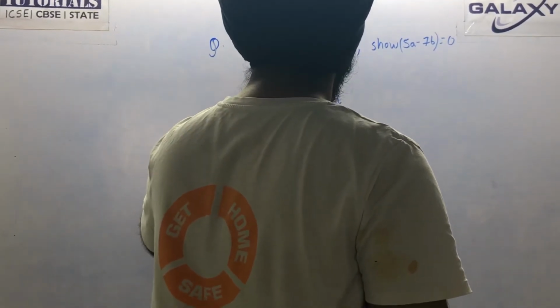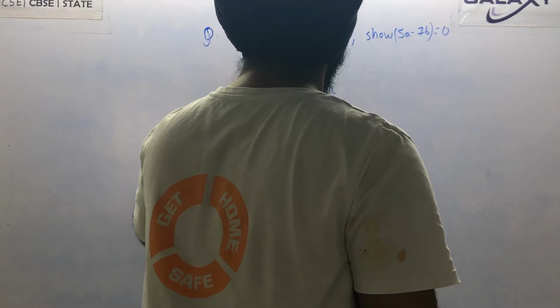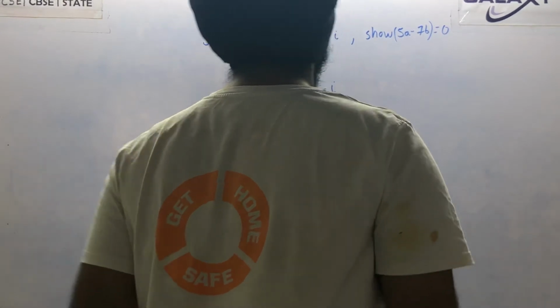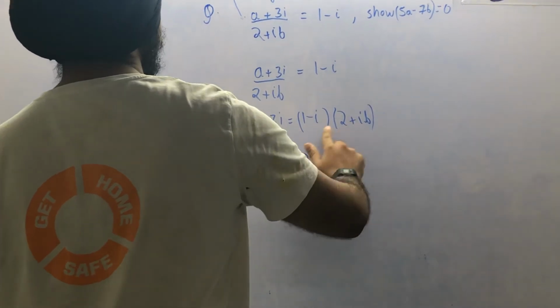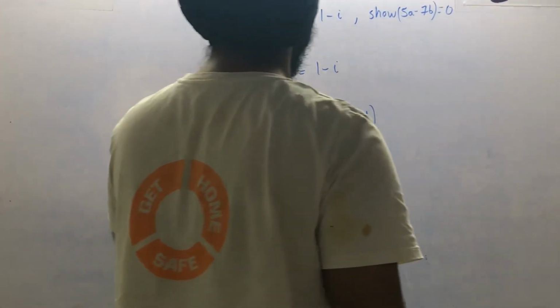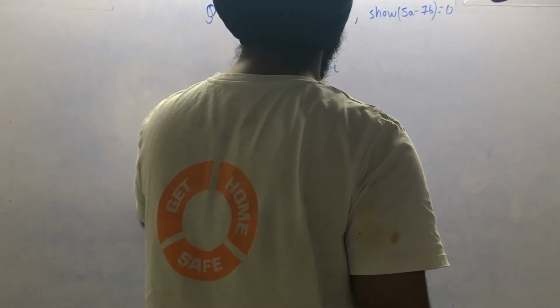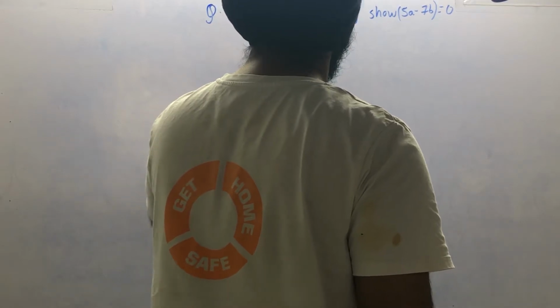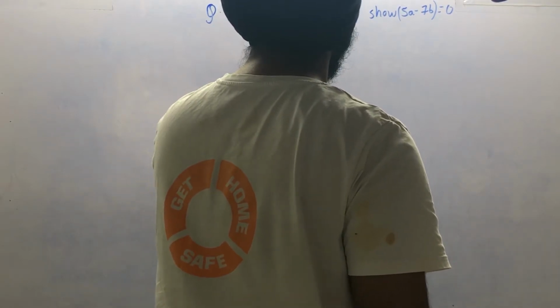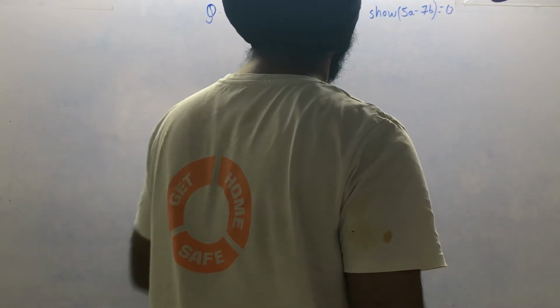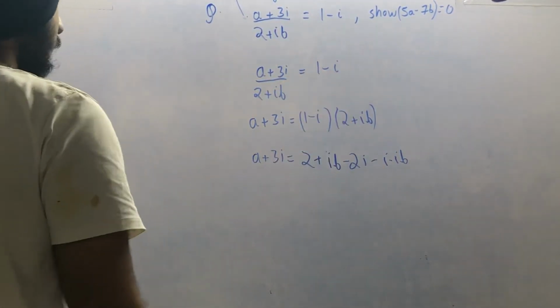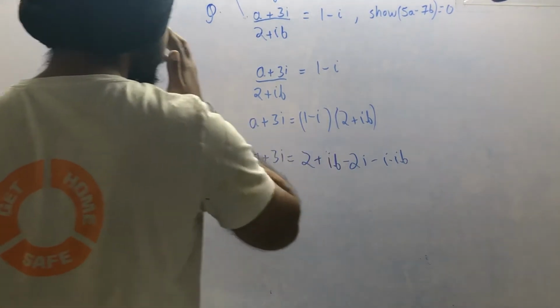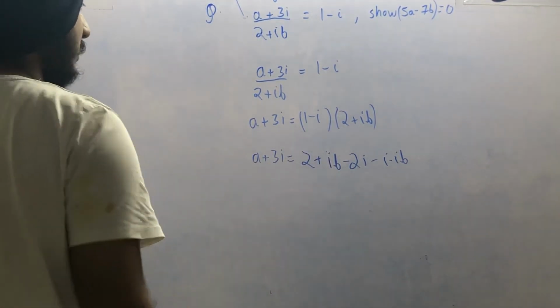plus iota into 2b, sorry, 2 plus iota into b minus 2 iota minus iota into iota b. I just took this side and multiplied with this. I did the cross multiplication.